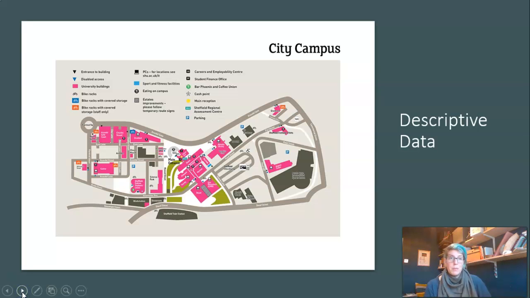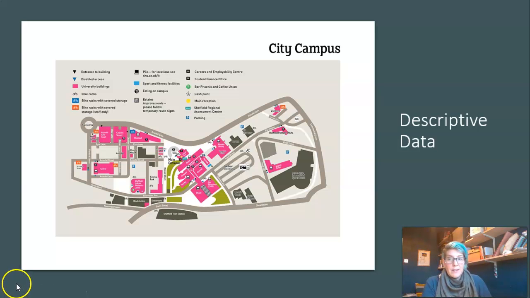So first of all, let's talk about descriptive data, because that's probably the way in which most of us encounter maps for the first time. So this is a map of the city campus, which some of us may not have been on very often this year so far, but it's still there. So this is what I would call a map that contains descriptive data. In other words, this is showing you kind of locational data, where things are and what they are. So it shows you the location of buildings, it shows you the different function of buildings, and also where some kind of key services are, such as cash points, places you can eat.